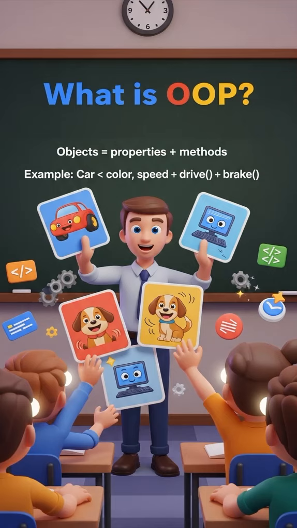Object-oriented programming is a style of programming centered around objects. It makes our code easier to reuse, maintain, and expand when we add new features. In object-oriented programming, each object bundles together data and behavior. We call the data properties and the behavior methods.